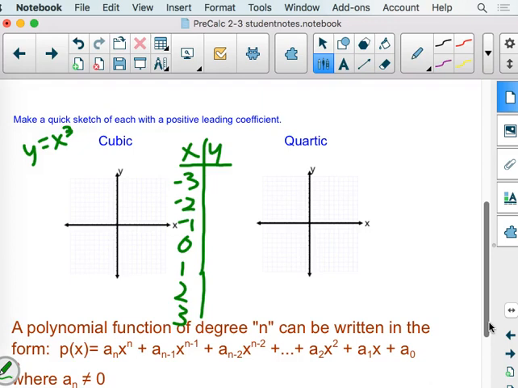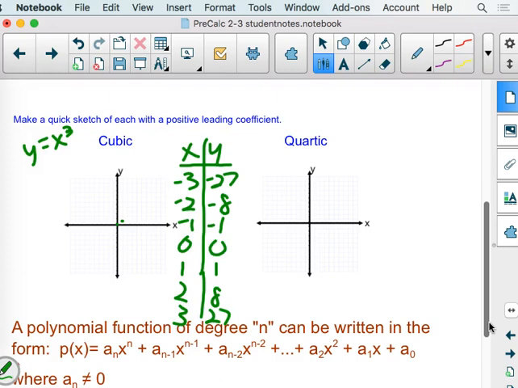Raising -3 to the third power, -27. I'm not going to graph that, but it tells me where to aim. -2 cubed is -8. -1 cubed is -1. 0 cubed is 0. 1 cubed is 1. 2 cubed is 8. 3 cubed is 27. And even if you just did that in your head for a little bit, you go, oh yeah, now I remember. 0, 0, 1, 1, 2, 8.